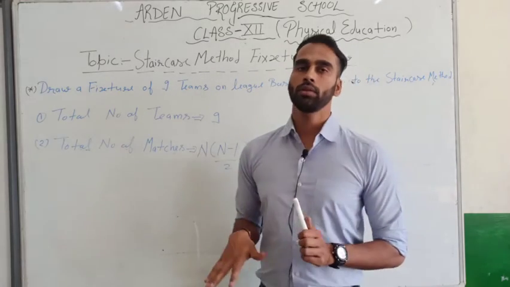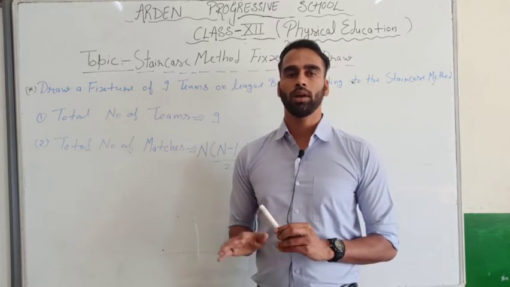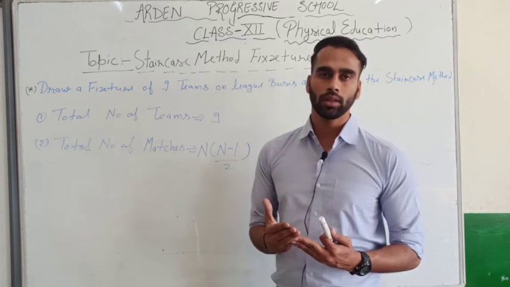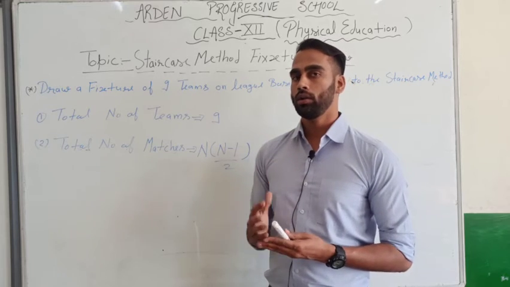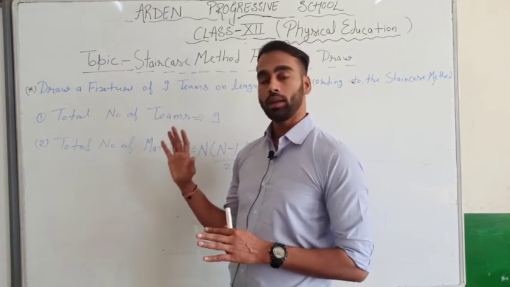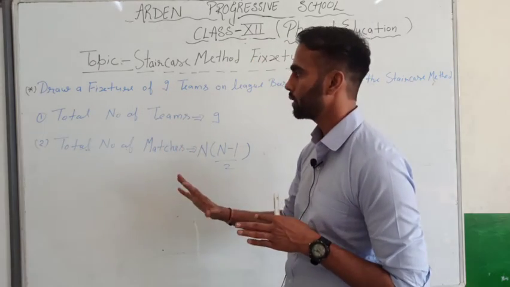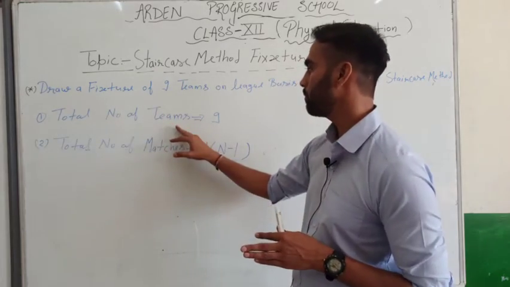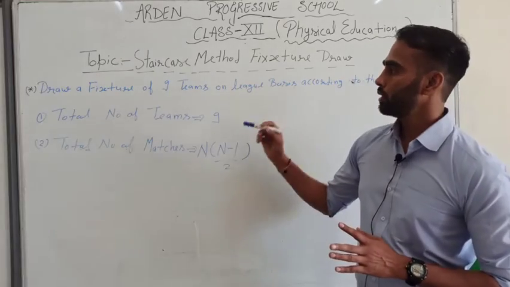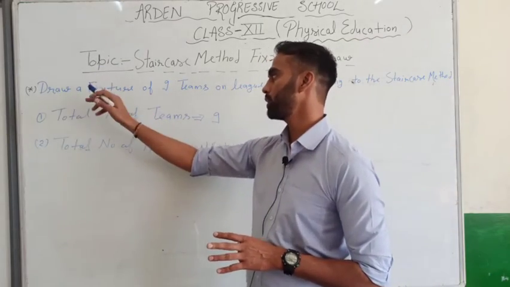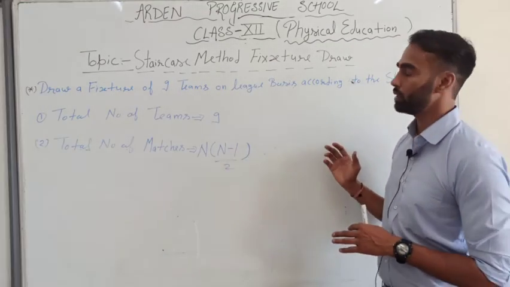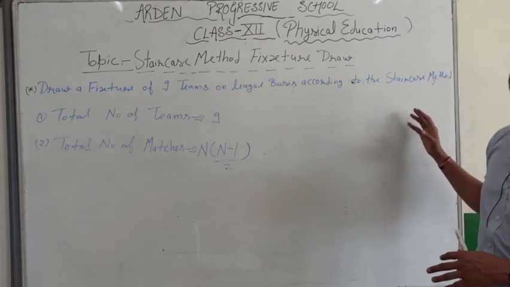In this method, odd or even numbers of teams are the same, meaning there is no bye and no number of rounds. Basically, in this method there are 2 points. First is the total number of teams, then the second point is the total number of matches. As you can see, I am writing the question here: draw a picture of 9 teams on league basis according to the staircase method.